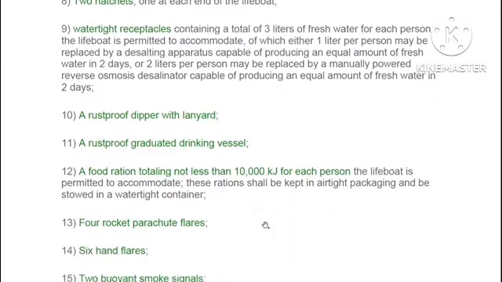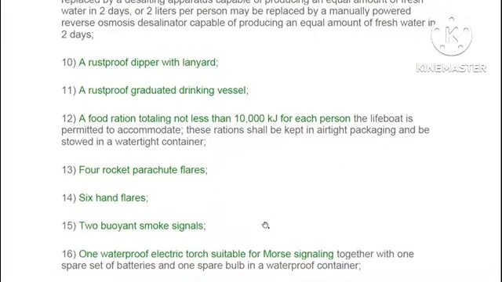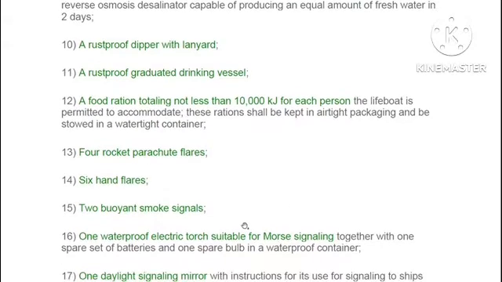So I guess we'll be covering SOLAS Pack A and SOLAS Pack B. 4 rocket parachute flares, 6 hand flares, 2 buoyant smoke signals, 1 waterproof electric torch suitable for Morse signaling. So this, I guess, your Morse signaling, you are aware of it.